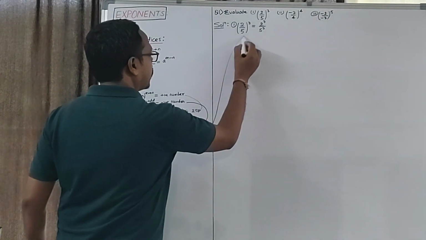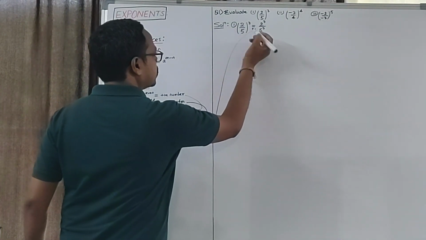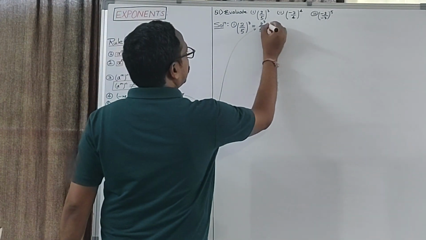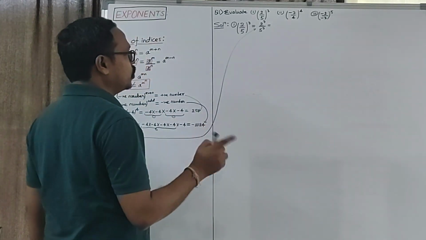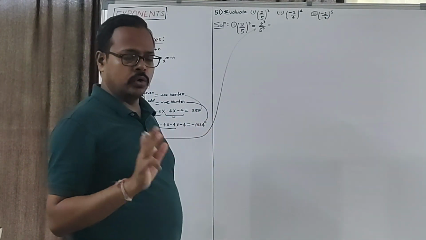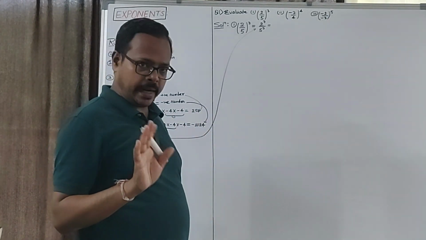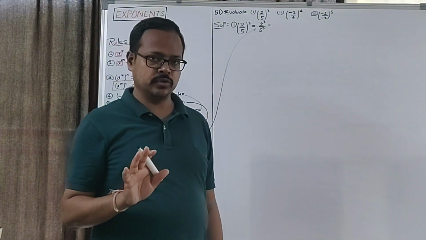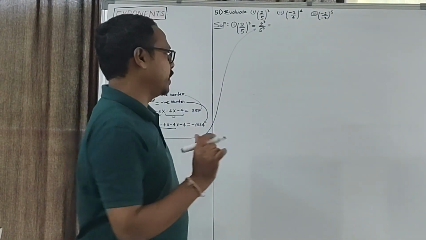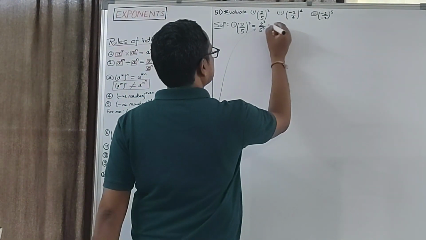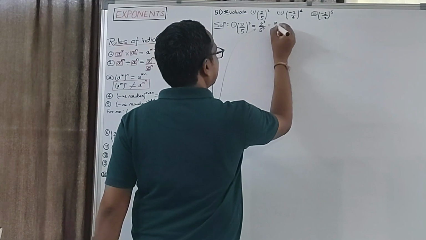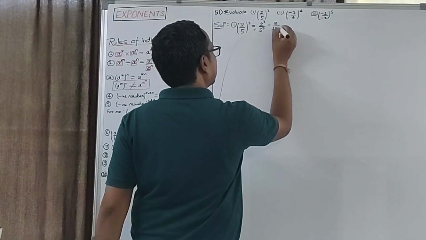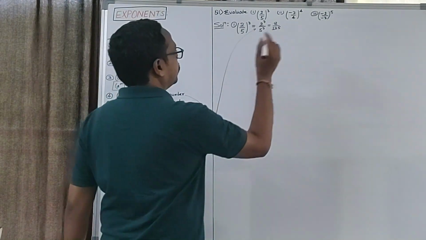This rule you apply. So very simple. Here 2 raised to the power 3 means 2 into 2 into 2, 3 times, which is nothing but 8. And 5 raised to the power 3 means 5 into 5 into 5, 3 times, which is nothing but 125. So its value becomes 8 upon 125. Okay, first one we are done.